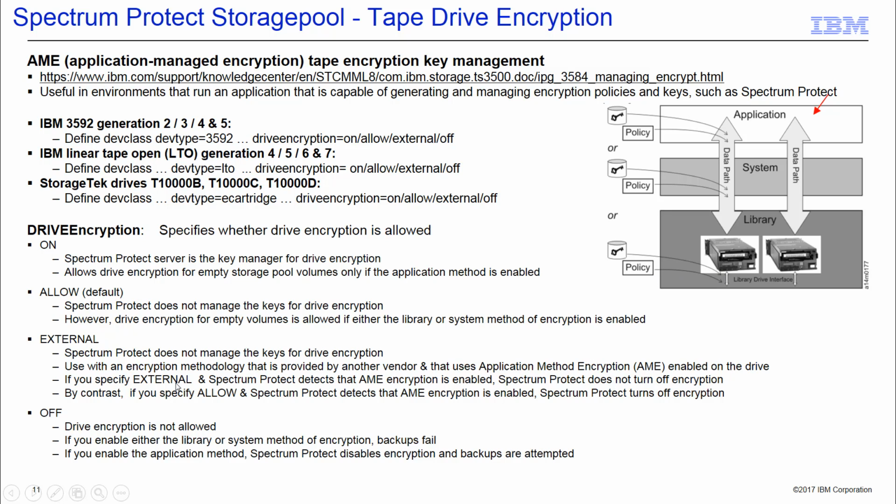And if you turn it off, then drive encryption is not allowed. And if you try and enable either the library or system method of encryption, the backups will fail. And if you enable the application method, then Spectrum Protect disables encryption and backups are attempted.